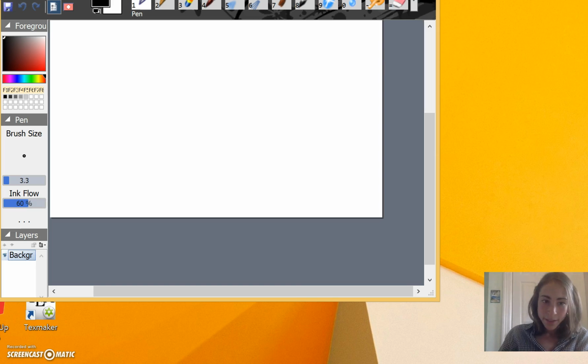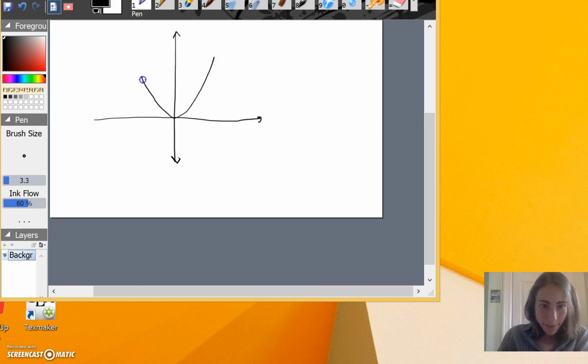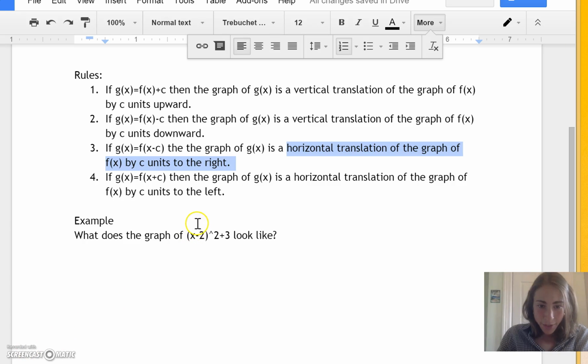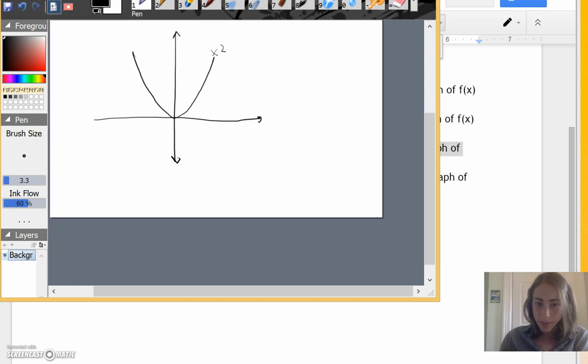So, if I have the graph of x squared, it's a parabola. Now, what have I done? I first shifted 2 units to the right because I switched x to x minus 2. So if I go 2 units to the right, 1, 2, the new vertex would be here. So this one is the graph of (x minus 2) squared.